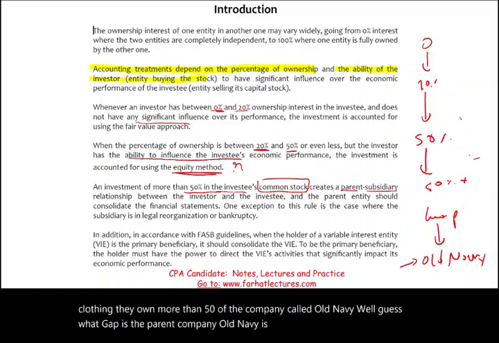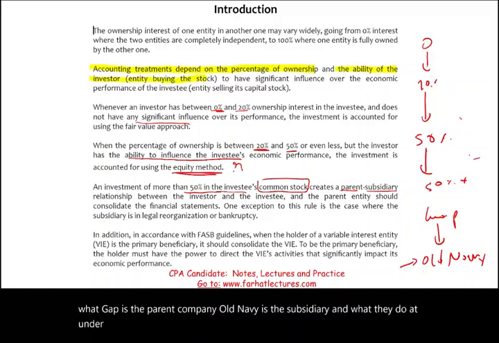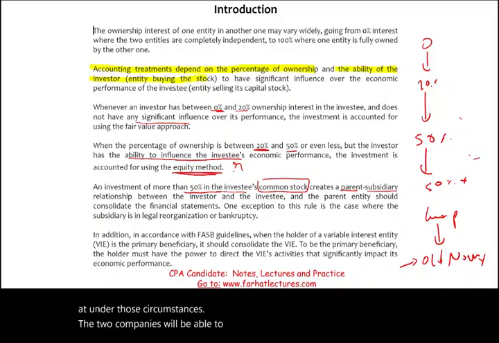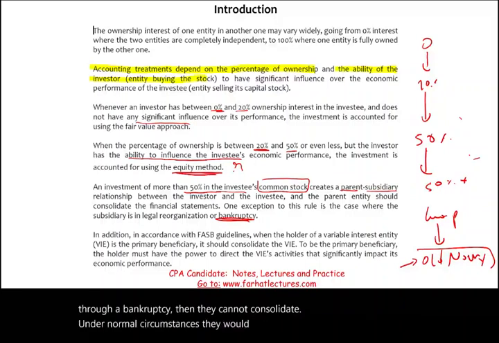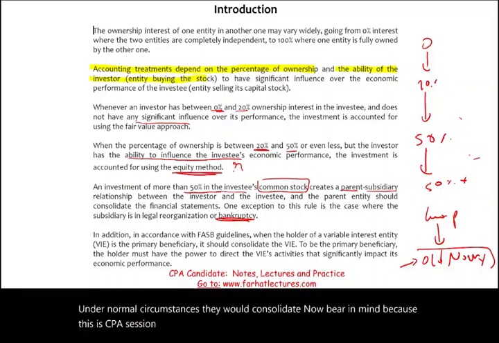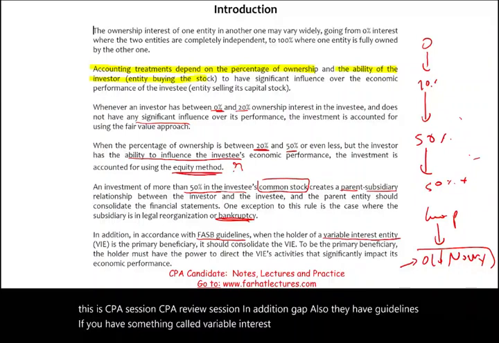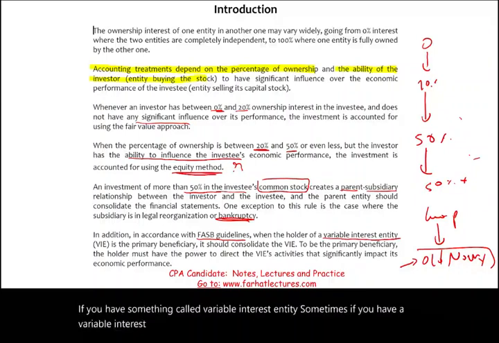Under those circumstances, the two companies will be able to consolidate, unless Old Navy is going through a bankruptcy, in which case they cannot consolidate. Under normal circumstances, they would consolidate. Now, bear in mind, because this is a CPA review session, there are also guidelines if you have something called a variable interest entity. Sometimes if you have a variable interest entity in another company, you also have to consolidate with that other company.